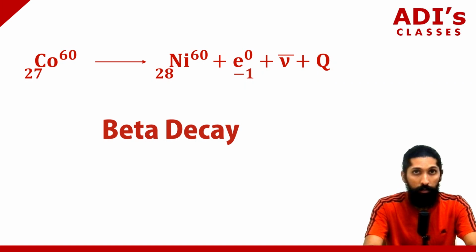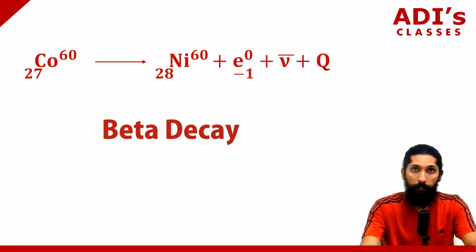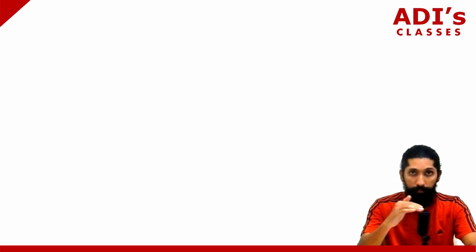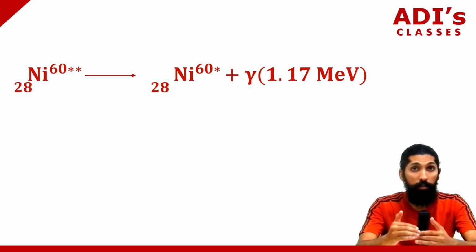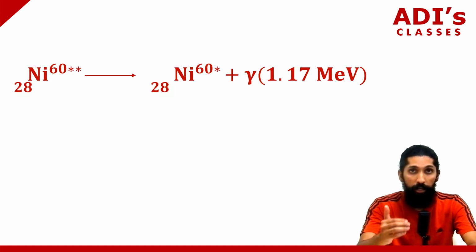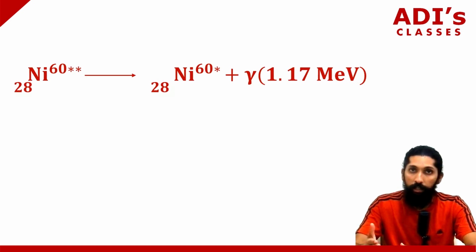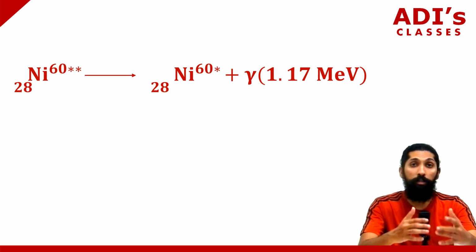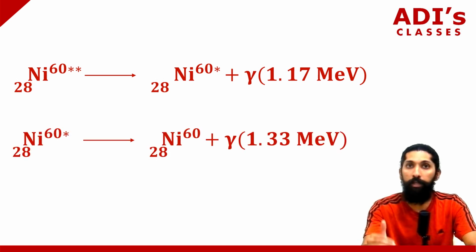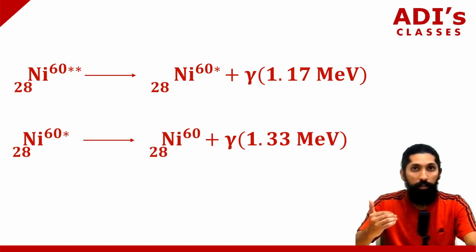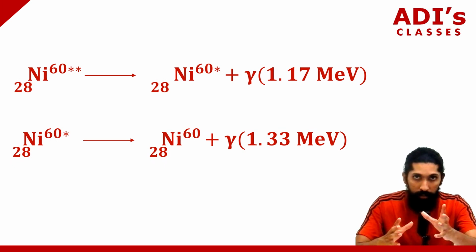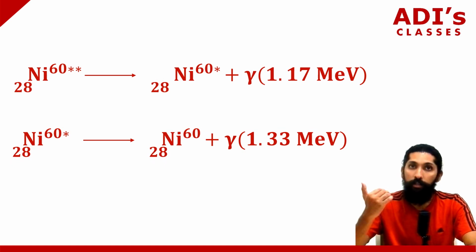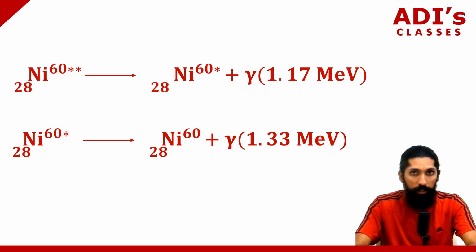That means the daughter nucleus is in the excited state. Look at the second equation. In the second equation, the daughter nucleus is in the excited state. It releases a gamma ray with an energy. The energy is also given there, correct? And further, in the third reaction, the daughter nucleus, which is in the semi-excited state, comes to the ground state. Once nickel comes to the ground state, again it releases energy. So this is what we call gamma decay.